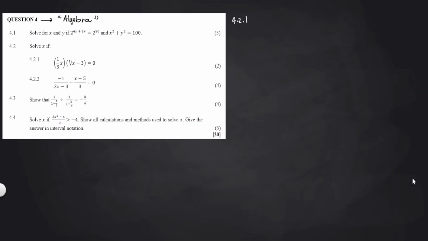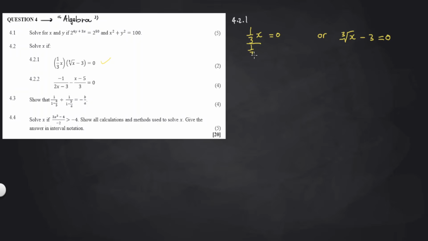4.2.1. So it's this equation. This equation, it's a zero factor law equation. We have two brackets multiplying each other, that's equal to 0. In order to solve for this, I would have to take the first bracket, 1 over 3x, equated to 0, and then the other bracket I'm gonna do the same. The cube root of x minus 3 equal to 0.